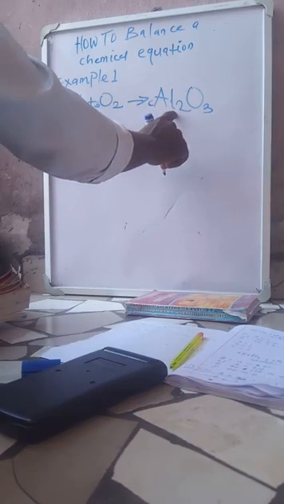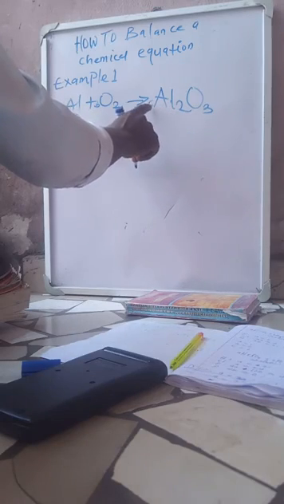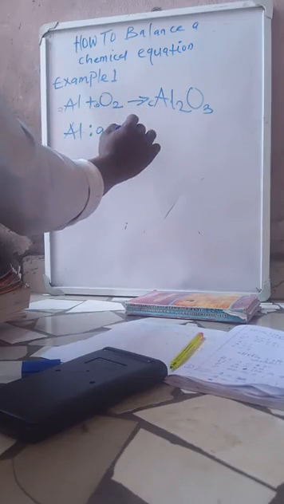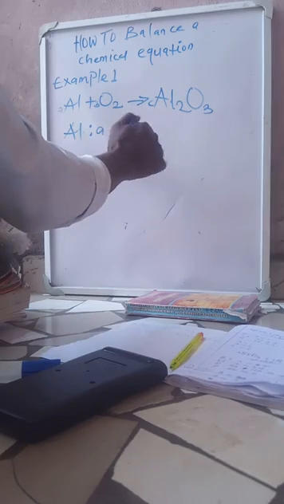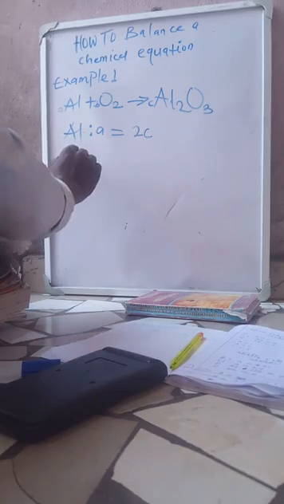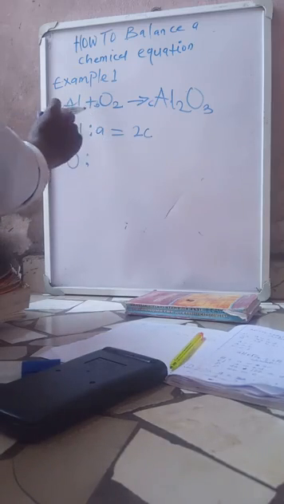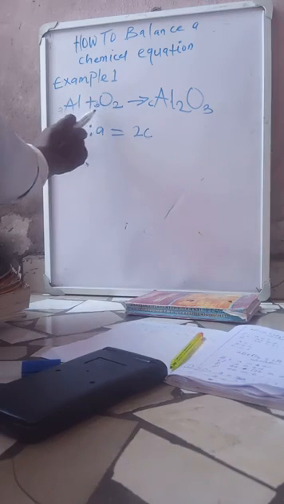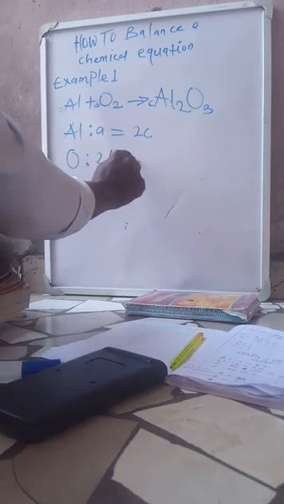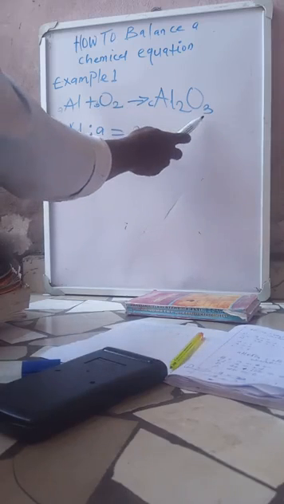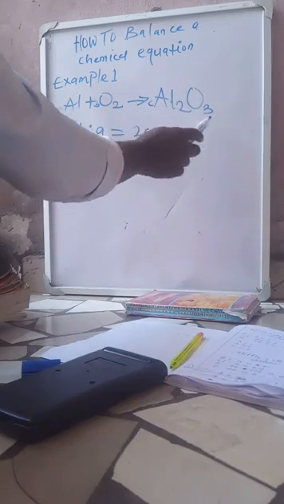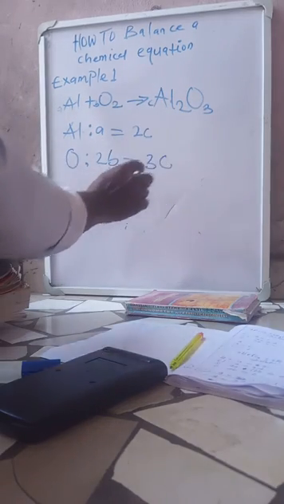So now we'll go over to the right hand side. The number of aluminum here is 2, and the alphabet here is C. So we have 2 times C, which is 2C. Now we'll go over to our oxygen. The number of oxygen on the left hand side is 2 with this alphabet here, B. So B times 2 is 2B. After the equal to sign, the number of oxygen is 3, with C, so we have 3 times C, which is 3C.